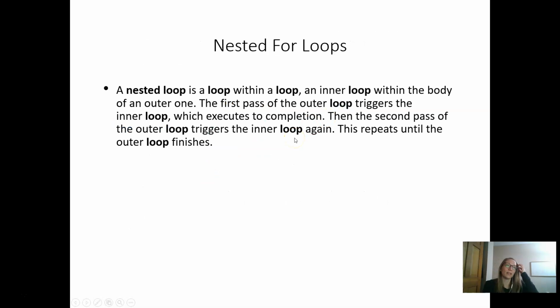So formally, we can say that a nested loop is a loop within a loop. It's an inner loop within the body of an outer one. The first pass of the outer loop triggers the inner loop, which then executes to completion. So the inner loop completely executes, and then the second pass through the outer loop triggers the inner loop all over again, and again, and again, as many times as the outer loop tells it to.